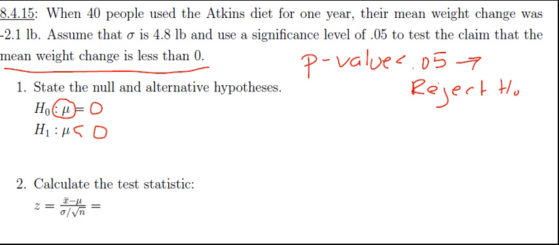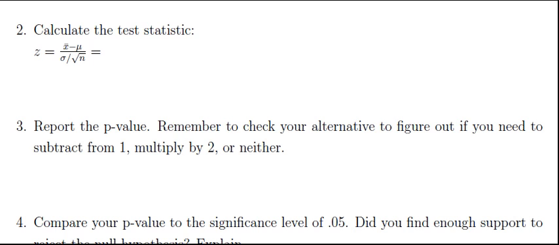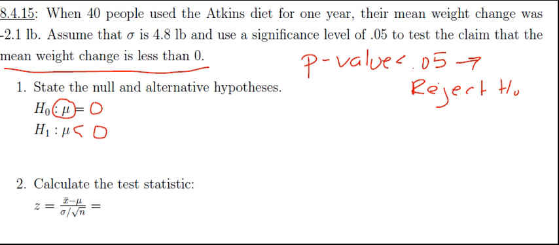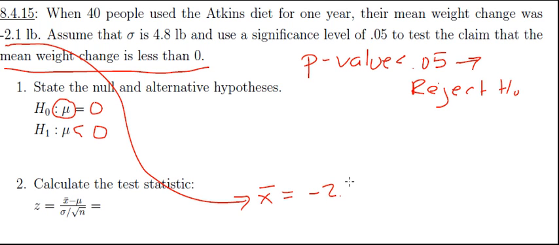Then we want to calculate the test statistic. So we need x bar. We go back to our problem. That's the value that came from the sample data. So we have x bar is equal to negative 2.1. Sigma is given, so we have that part of it. N is equal to 40, and of course, the value for mu we get from our hypothesized value.